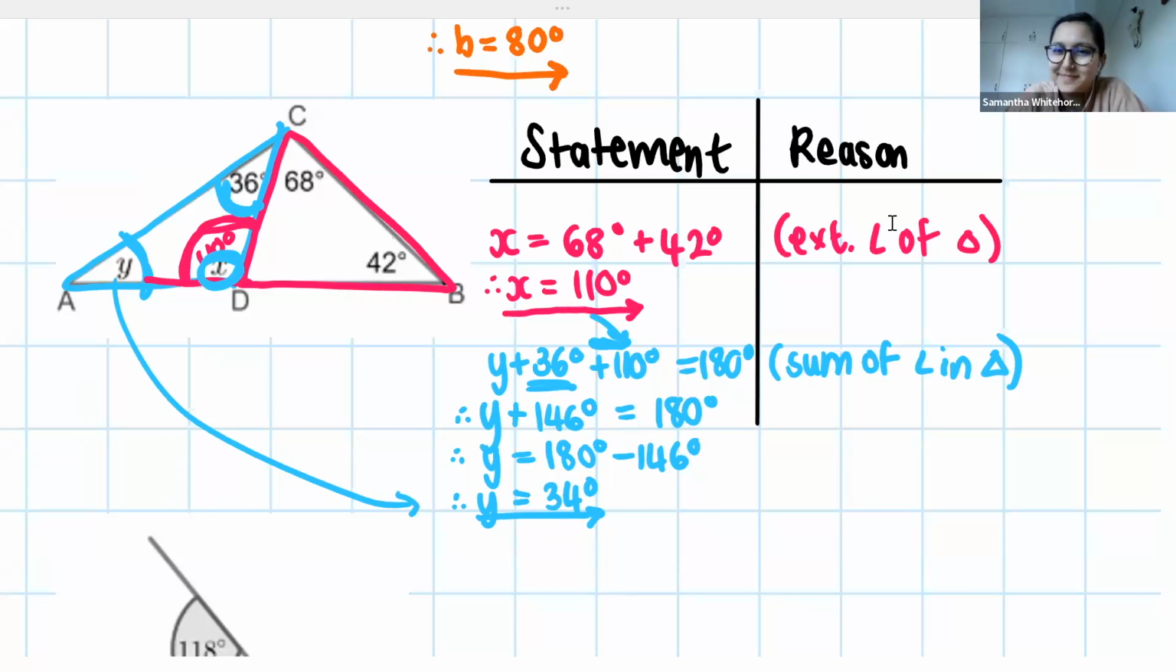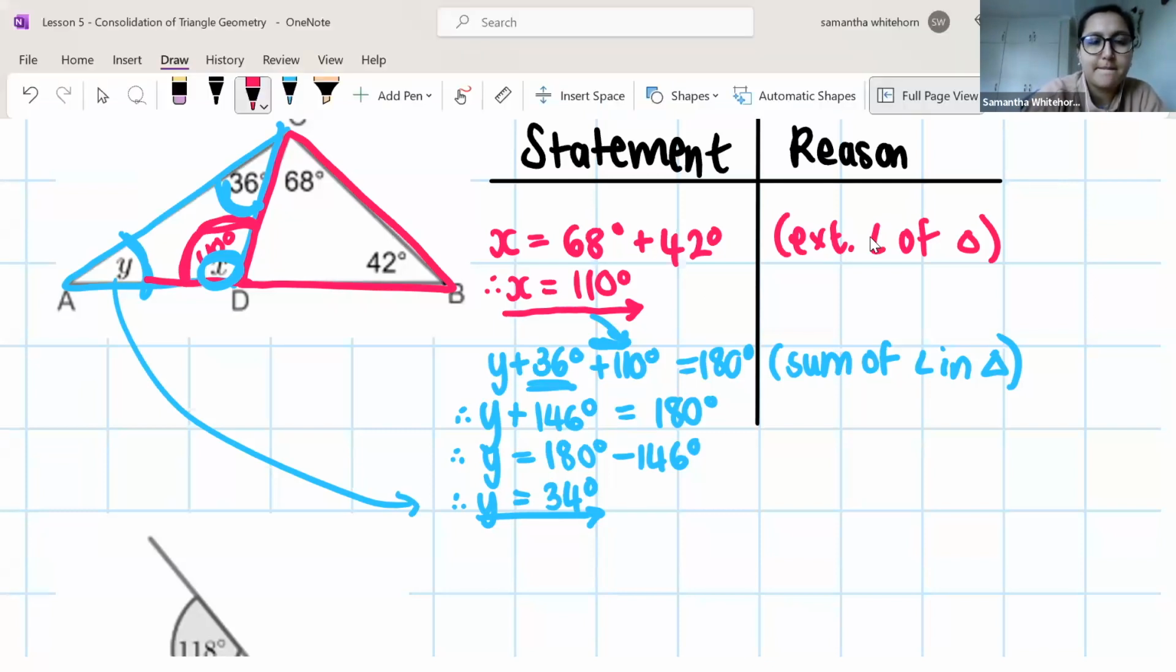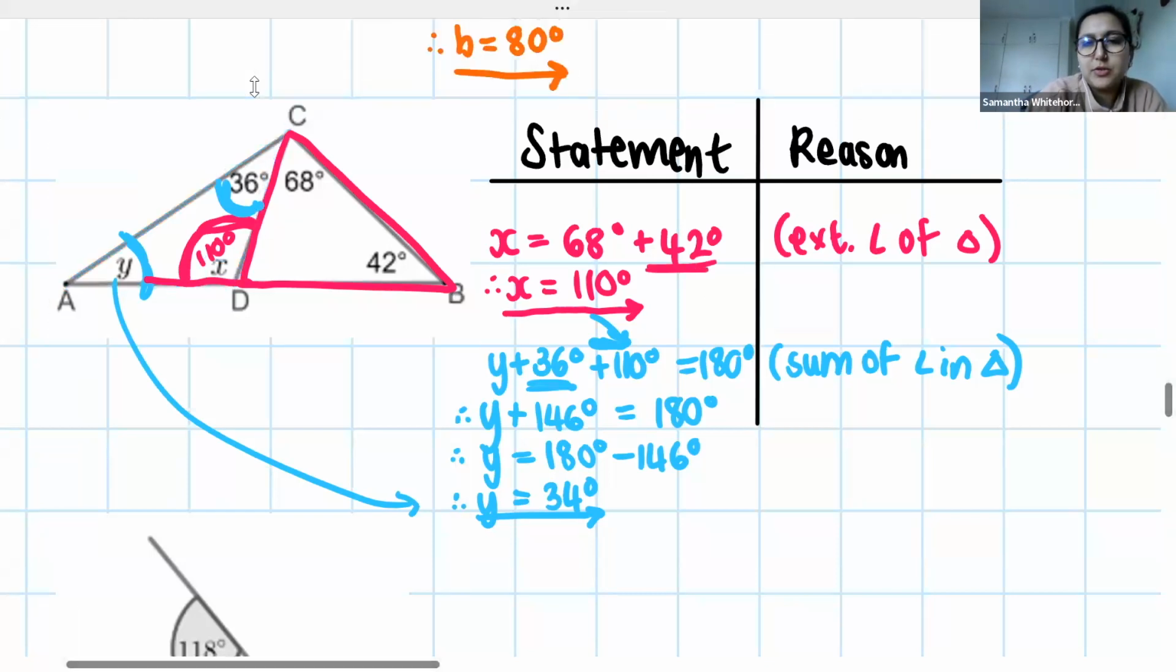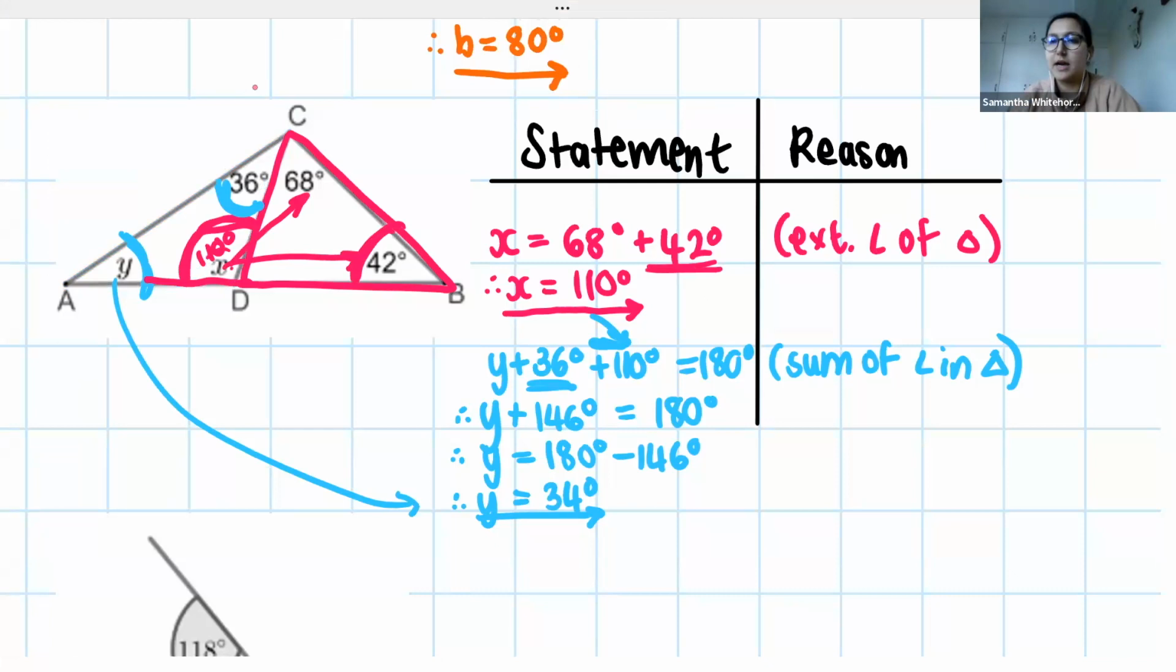Ma'am, I was asking, how did you get 68 plus 42? Okay, so in the pink writing. Okay. So 42 has come from the fact that this angle X is found by adding 68 and 42. 42 is given to me in the diagram. So I used what I had in the diagram and I applied my exterior angle reason. Does that make a bit more sense? Yes, ma'am. Good. Thank you. Pleasure.